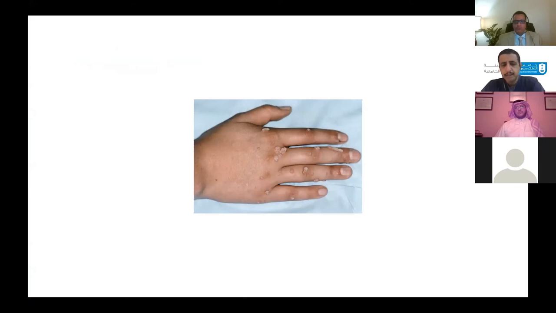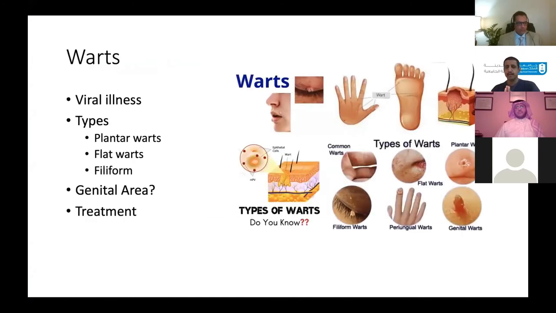Probably you may see it in clinic more than emergency, but some patients may come to the emergency with those things. Okay, this is wart. Wart is a viral illness. What's the virus causing this? Papillomavirus. So papillomavirus is causing it, and there are very variant types of wart. You can see here, you call this puppy form. This is angular, common, plantar. So those are all kinds of warts. So it's a viral infection.